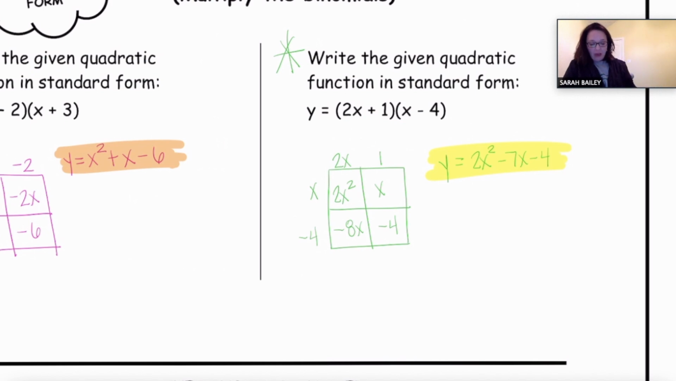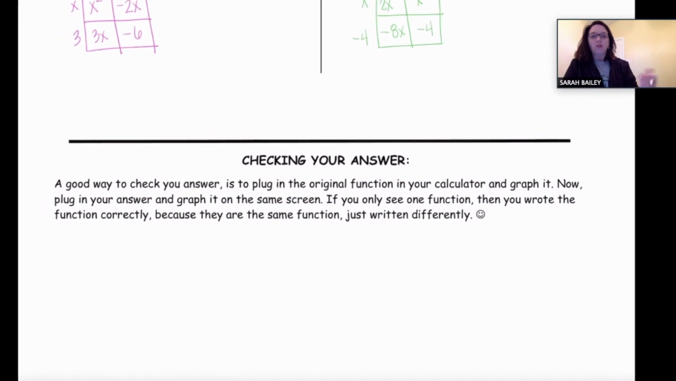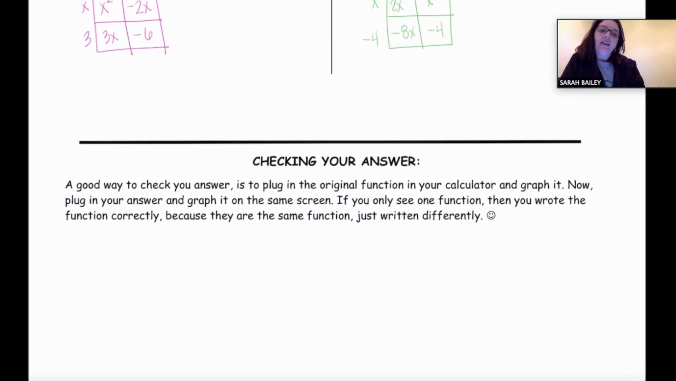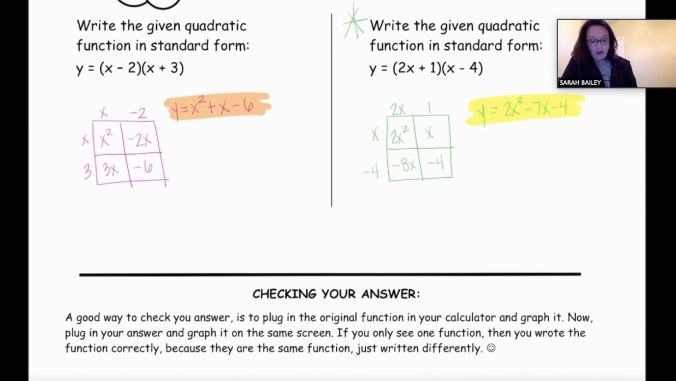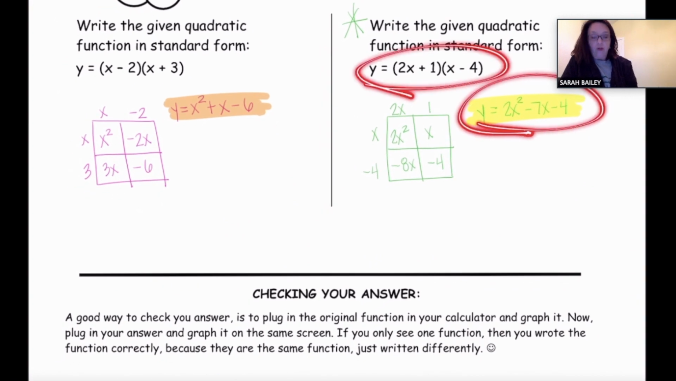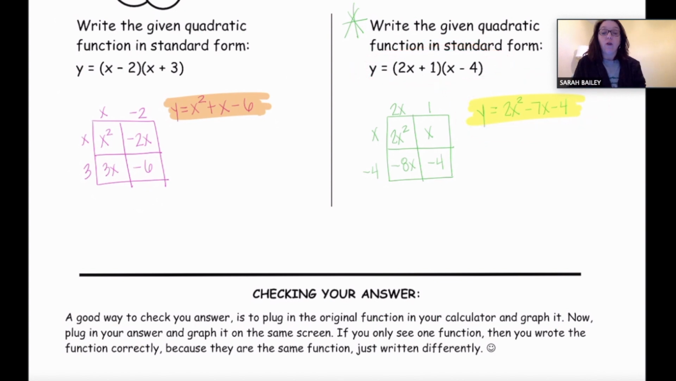Let's move on. Underneath, it talks about checking your answer. One way that you could check your answer is to plug your answer along with the original problem into a graphing calculator like Desmos, and see if these end up being the same thing. If you only see one parabola, then you know that it's correct, right? Because they're graphing one on top of the other. So that's one way that you could check and make sure it was correct by graphing.